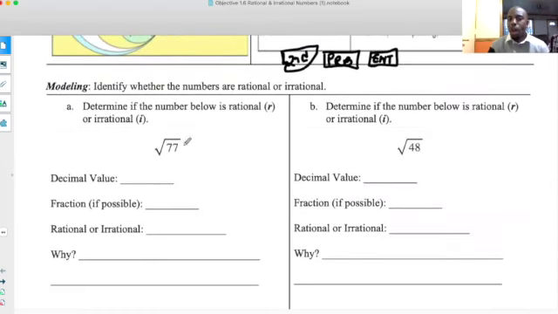So I'm given radical 77 or square root 77. My goal is to tell if this is rational or irrational. I've broken this down into 4 different steps, and the way I want you to do it is first, I want you to tell me what is the decimal value of radical 77. Now, for some of you guys, like, I have no idea how to put this square root house thing in the calculator. No problem. Once again, I'm going to walk you through the steps.